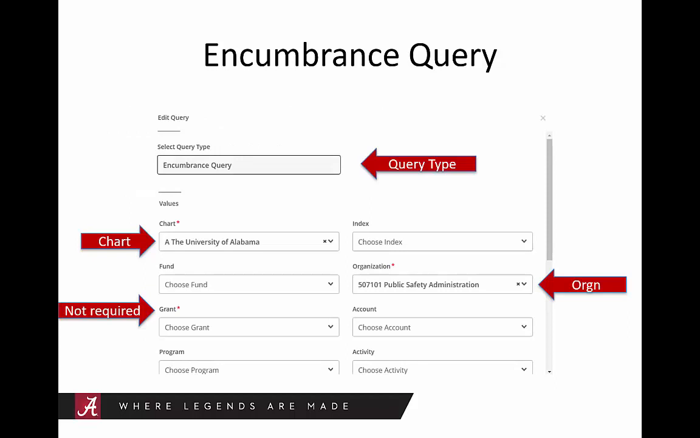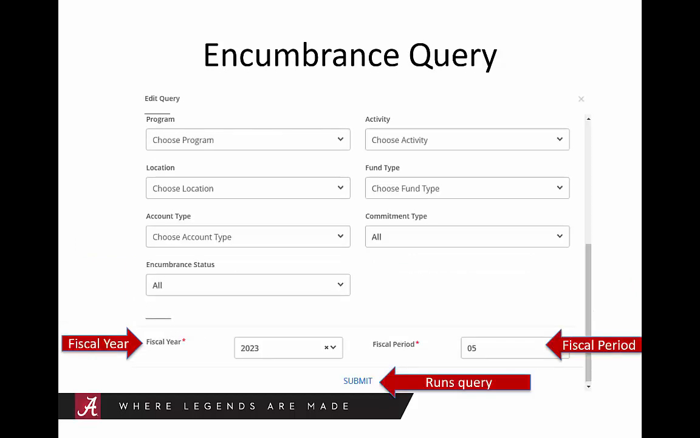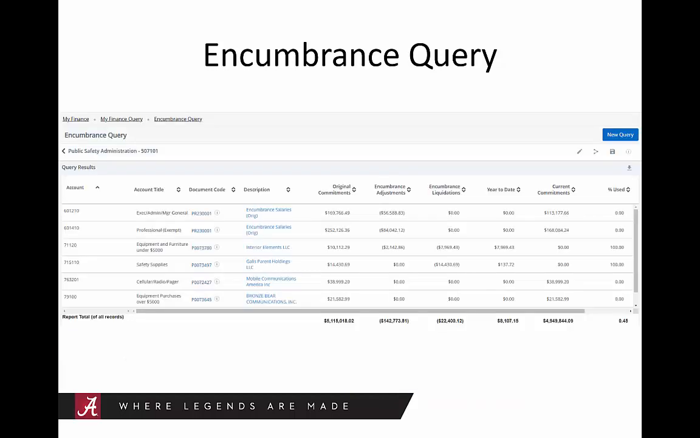Let's select our query type of Encumbrance Query. The chart and organization fields are required. Although the grant field has a red asterisk, it is not a required field here. This is a Banner defect. Choose a fiscal year and period, and choose Submit to run the query. Our query is displayed for each encumbrance. The blue hyperlinks allow you to drill down in the documents.